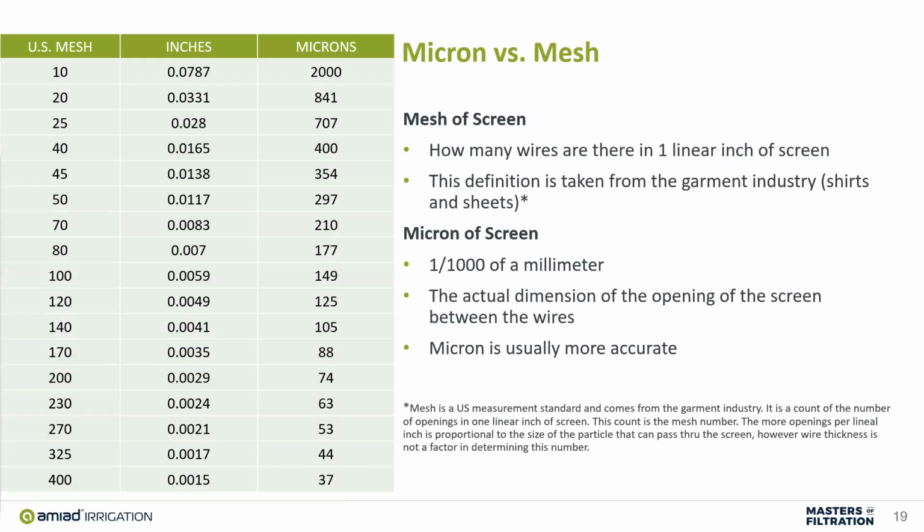This chart right here is a comparison chart between micron and mesh. Obviously, they go opposite of each other because mesh is basically how many wires are within a 1-inch screen area, and this definition is actually taken from the garment industry. Micron, on the other hand, is the measurement of how big of a particle can fit through that diameter-sized hole. So micron is usually more accurate and gives you a little bit cleaner definition of what's available to go through your filter.